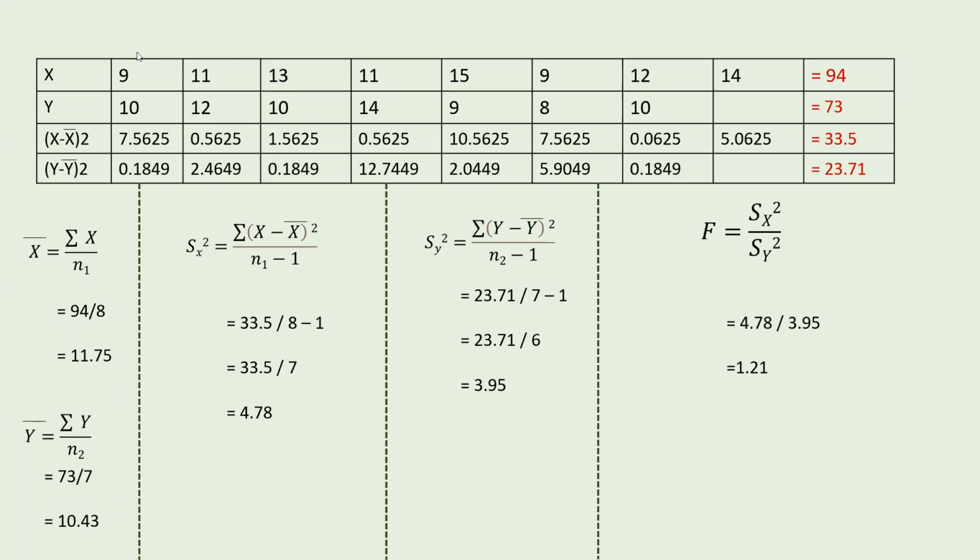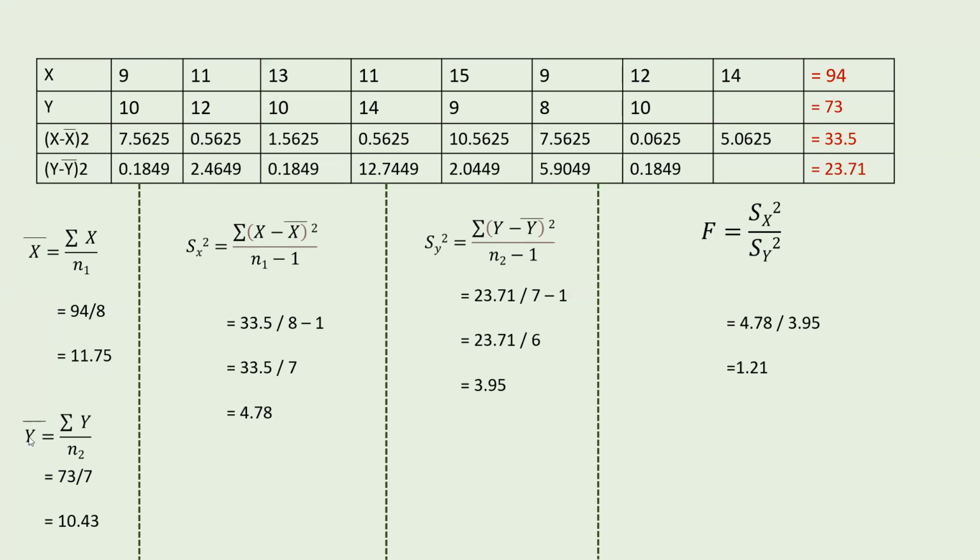Next, we have to find out X bar. As it is the raw data or individual series, the formula goes like this: X bar is equal to summation X by N1. We found out the X total, so it is 94. That 94 is divided by N1, which is the number of values given in sample 1, that was 8. So 94 divided by 8 gives us the answer 11.75. So X bar is equal to 11.75.